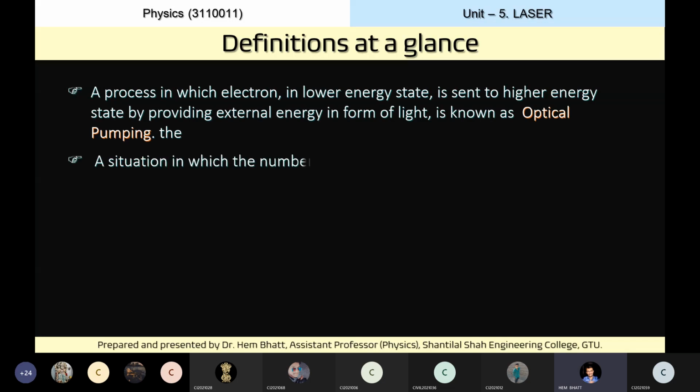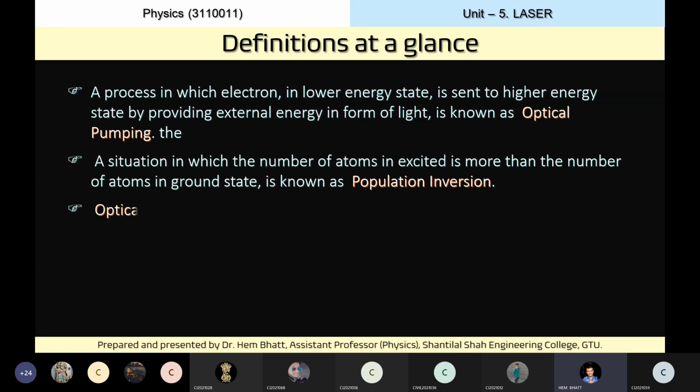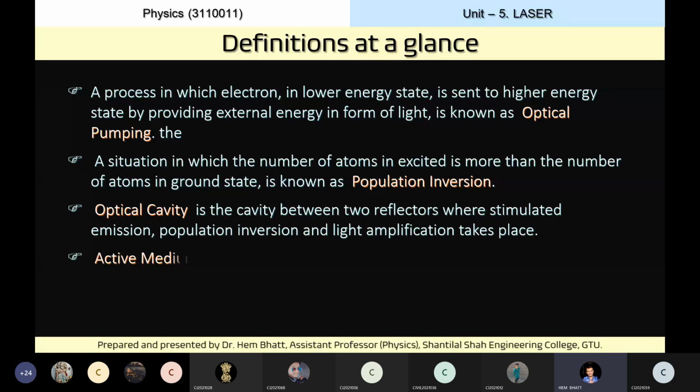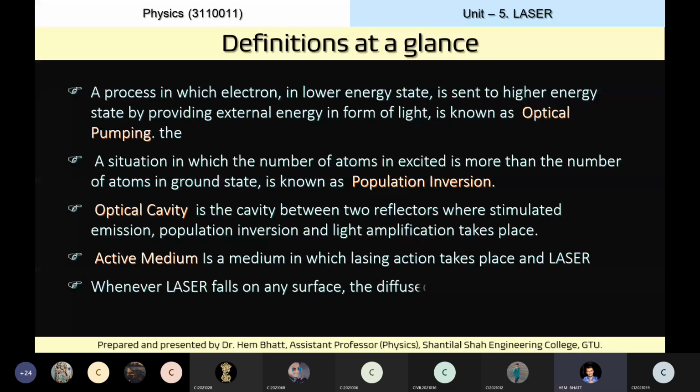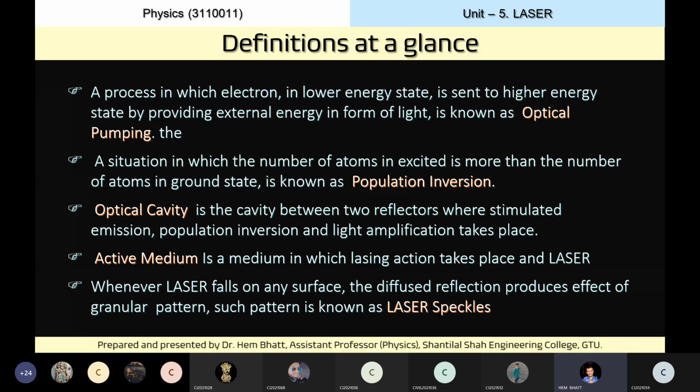Okay, then next one. These are the topics we discussed last time: optical pumping, population inversion, optical cavity, active medium and laser speckles. Okay, तो जो कोई last time absent हो, no थी हो तो you can take a screenshot of this and later you can ask if you have any doubt. For now, let us go further.